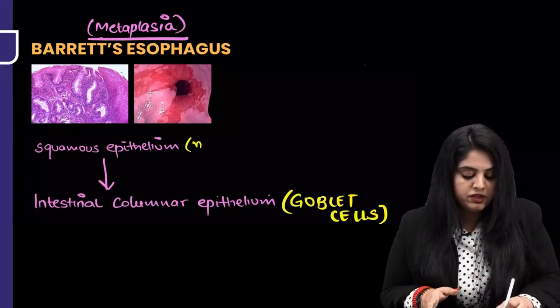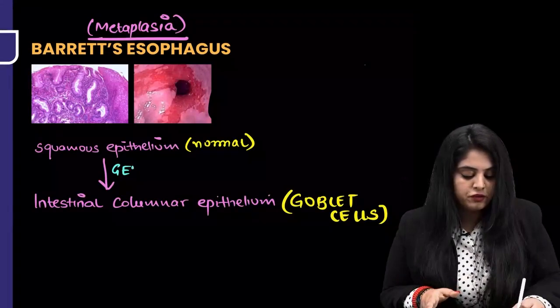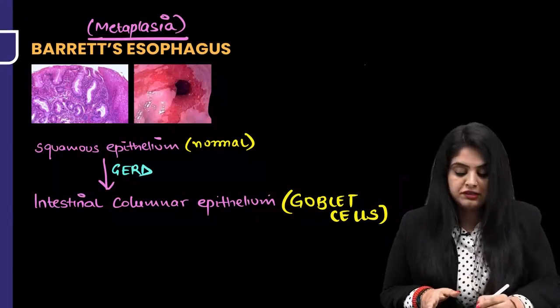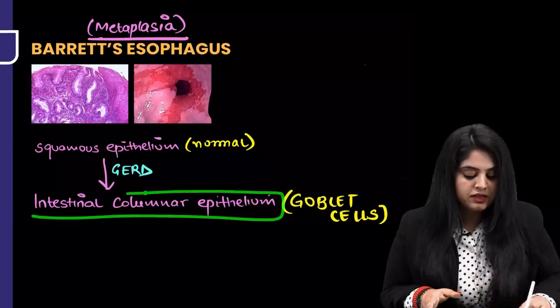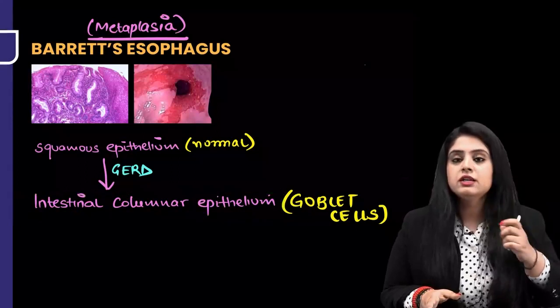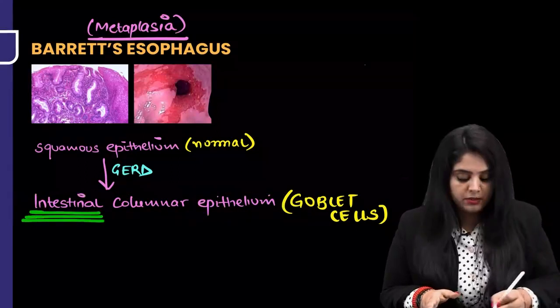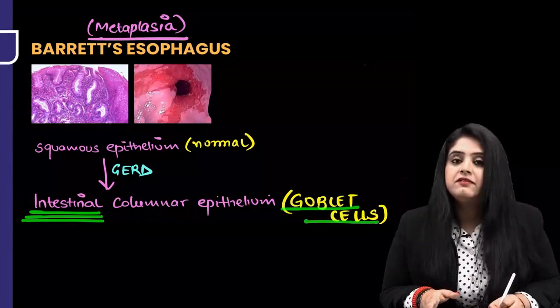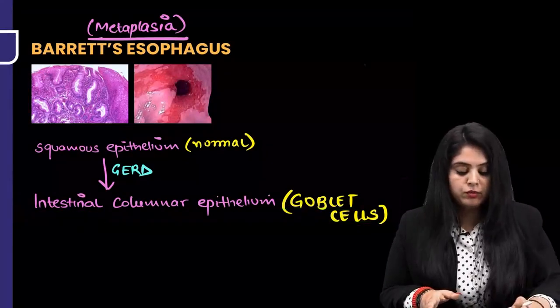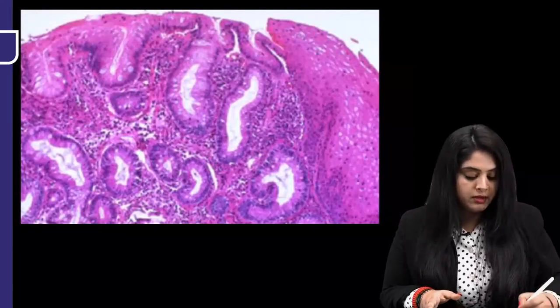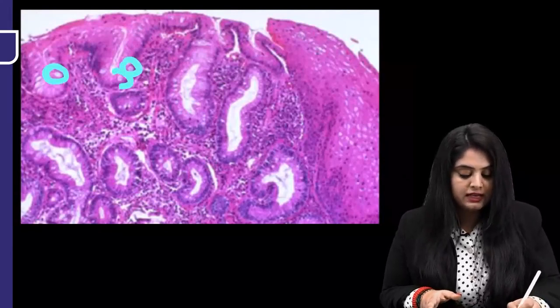Normal epithelium of the esophagus is squamous epithelium, and whenever the patient suffers from gastroesophageal reflux disease, that changes to intestinal columnar epithelium. Please note, intestinal. What is so special about intestinal columnar epithelium? It has the very famous goblet cell. So when you zoom into this picture, you will be able to identify these empty cells. These are all known as goblet cells.